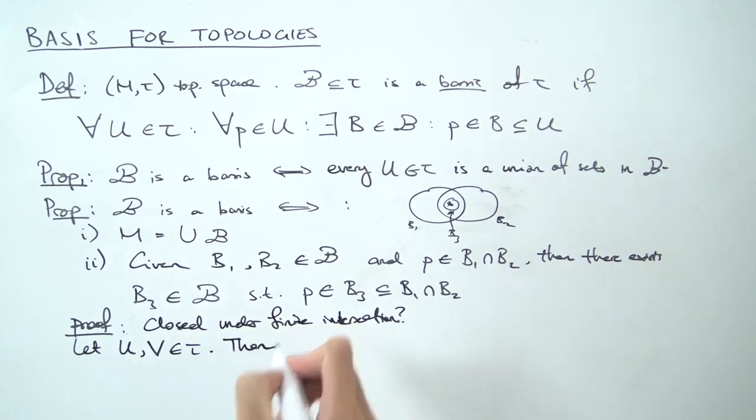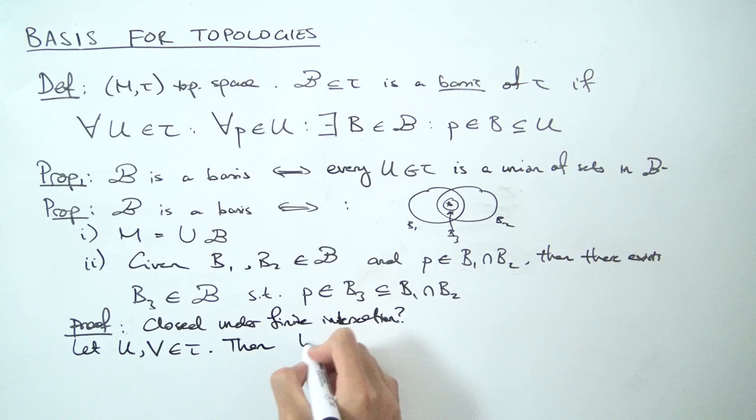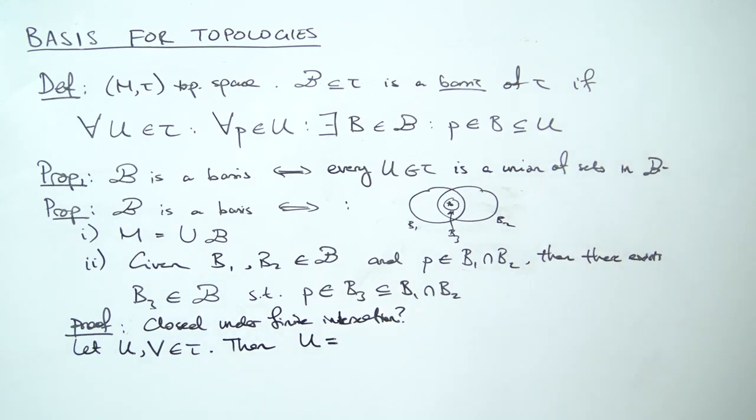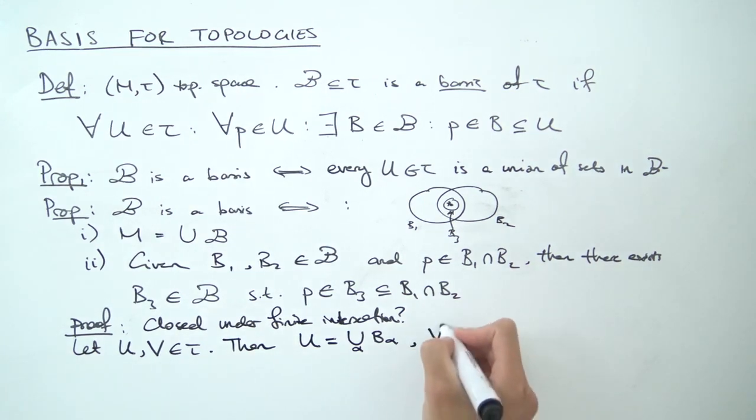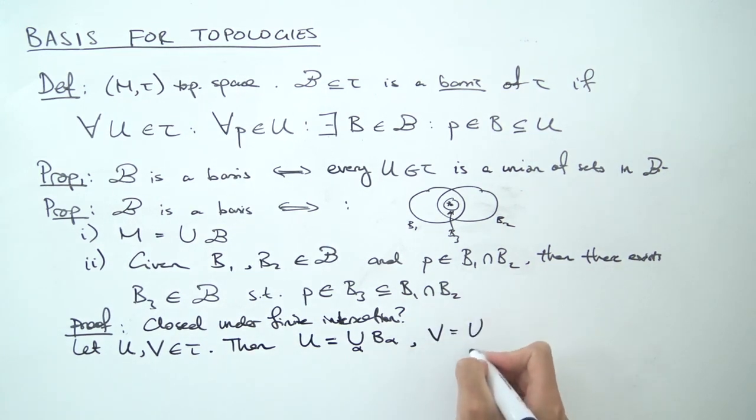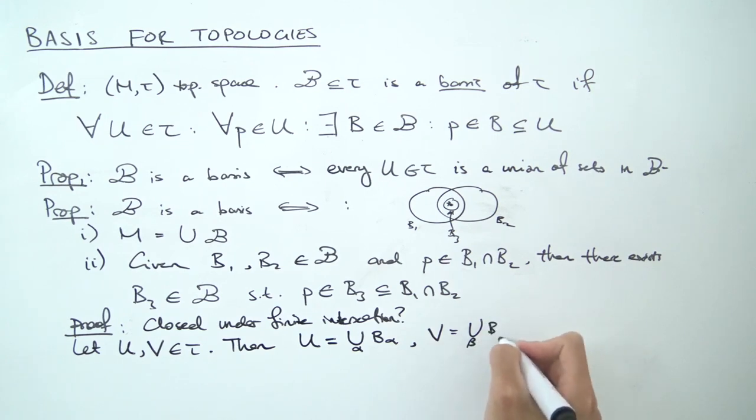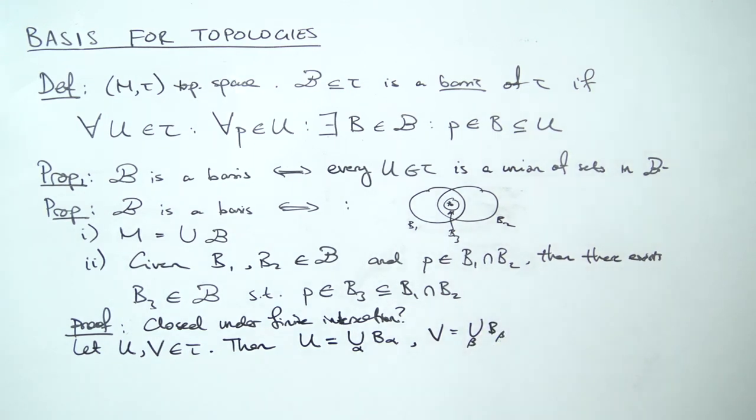Now if they're elements of tau, then what happens? Then U must be able to be written as the union of elements in B, which let's just call B alpha, as we run through our alphas here. And similarly for V, V must be able to be written as the union over, let's say, beta of B beta. Now what we want to do is check if U intersect V can also be written as the union of these basis elements.